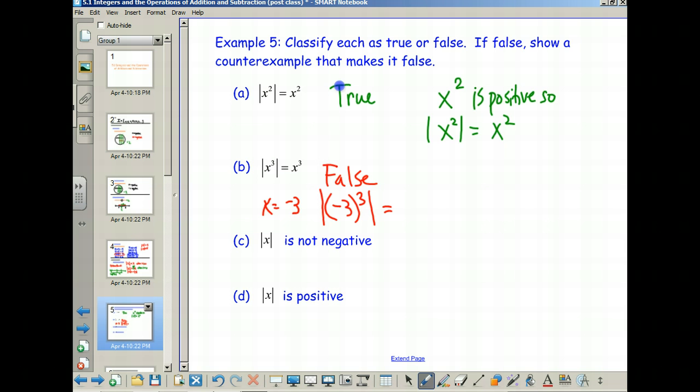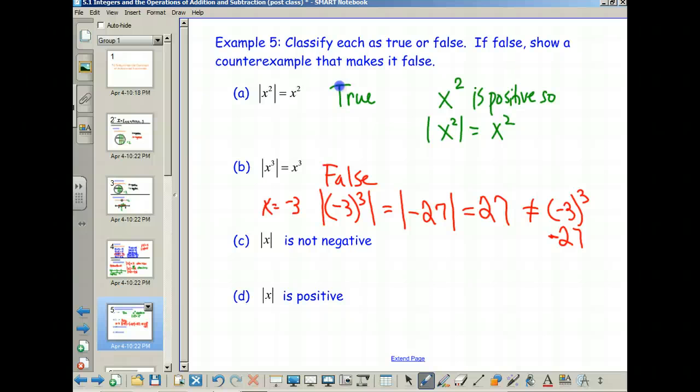It is negative 27. What is negative 27 absolute value? 27, right? But 27 does not equal negative 3 cubed, because negative 3 cubed is negative 27. An actual example of why this is not going to work. Easiest way: if something's false, show me an example why. We can call those counterexamples.